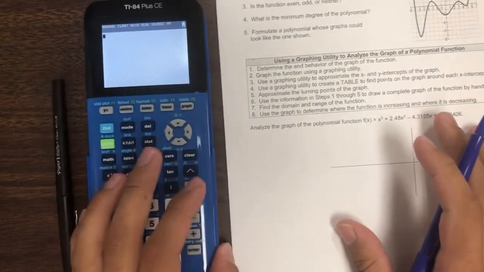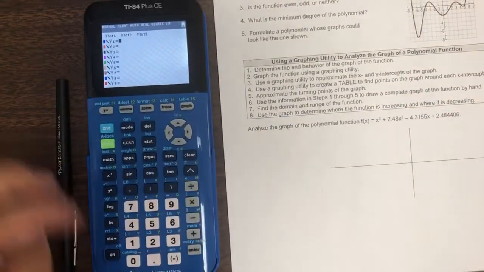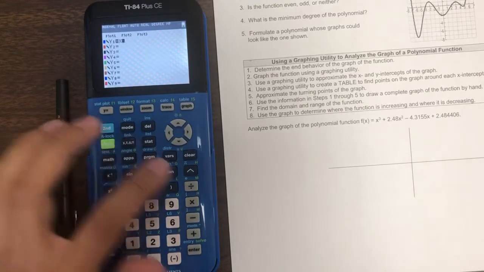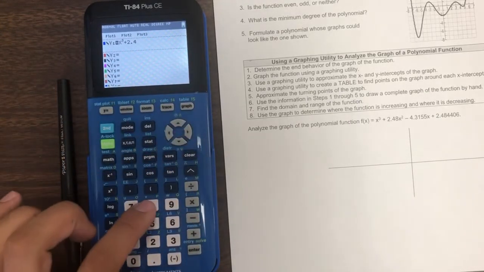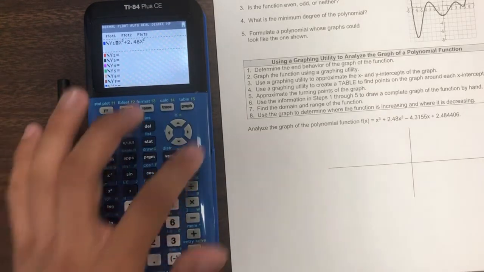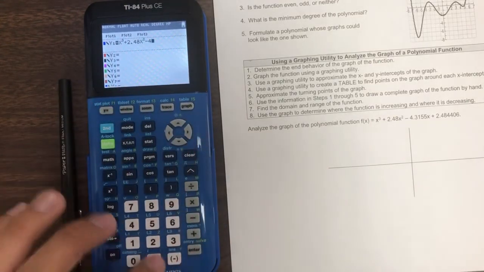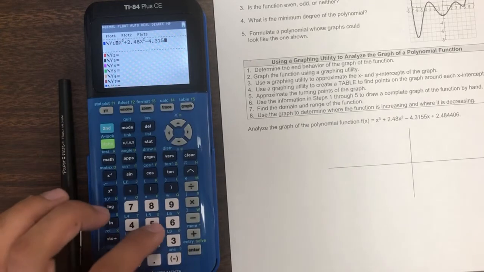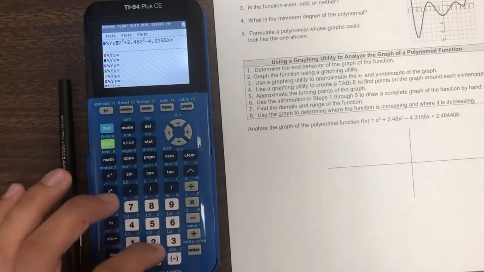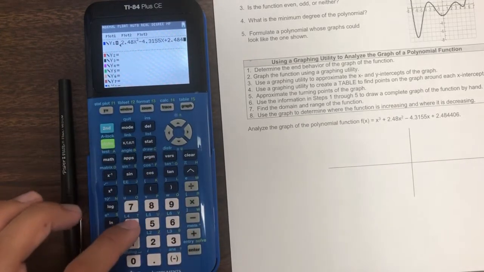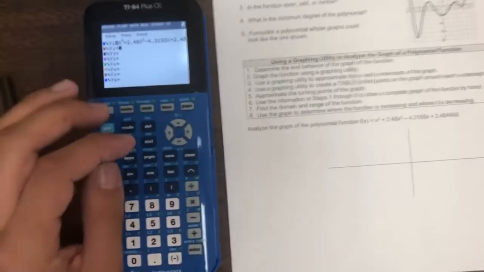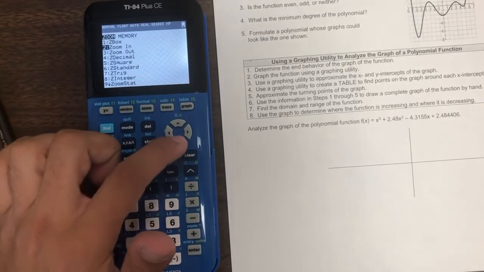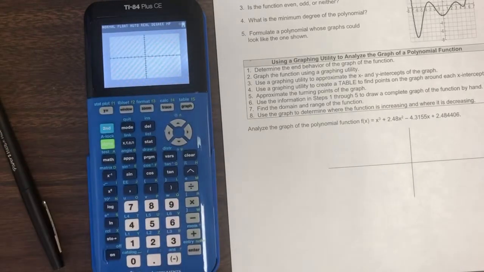calculator. So go to y equals, and just start typing x to the third plus 2.48x squared minus 4.3155x plus 2.484406. Press enter. And now to get just a regular window, we're going to zoom into 6, and that'll give us a standard 10 by 10 window. And we'll see this graph come in.